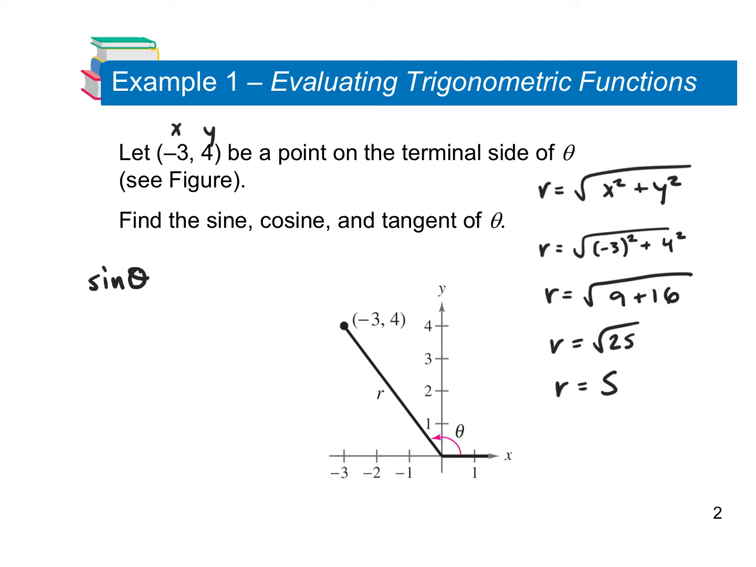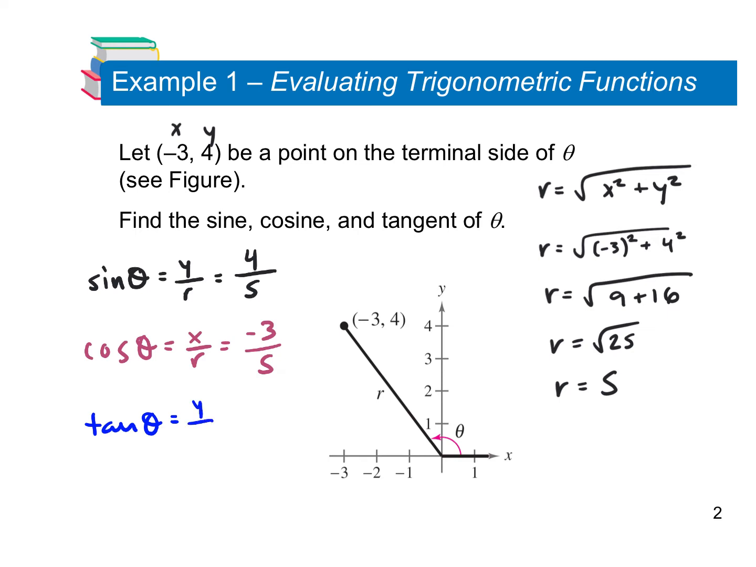So for sine of theta, we know sine is y over r. So what would our sine of theta be? 4 over, what's our r? 4 over 5. Cosine of theta is x over r. So x is -3 over r is 5. It's -3 over 5. And then tangent of theta. Tangent is what over what? y over x, so this would be 4 over -3.